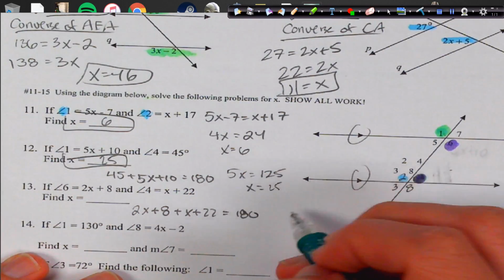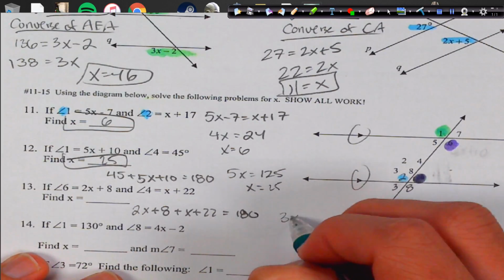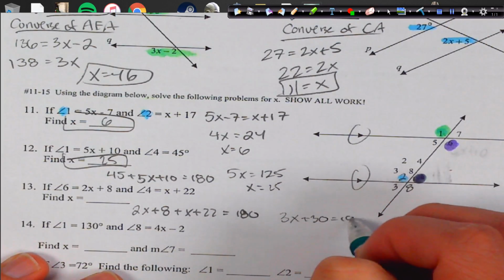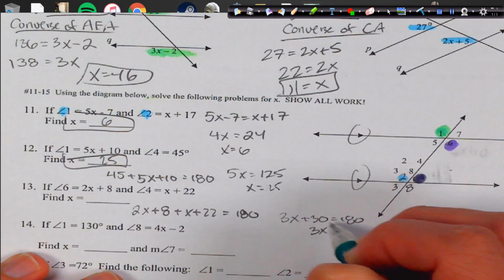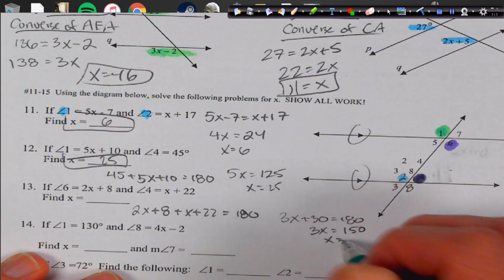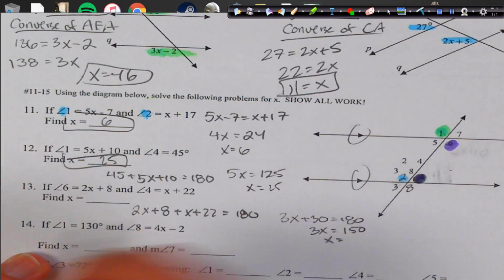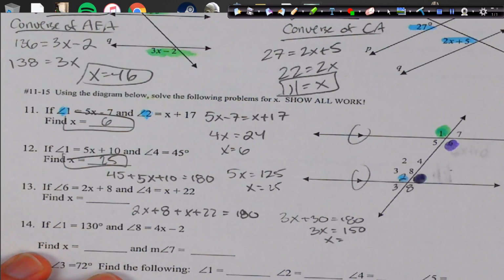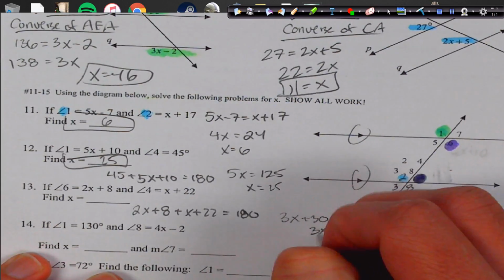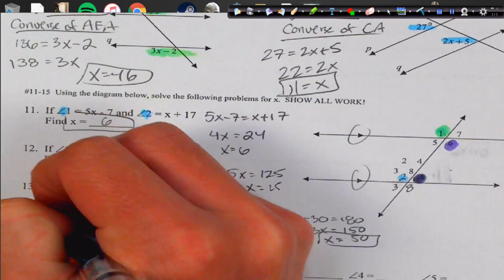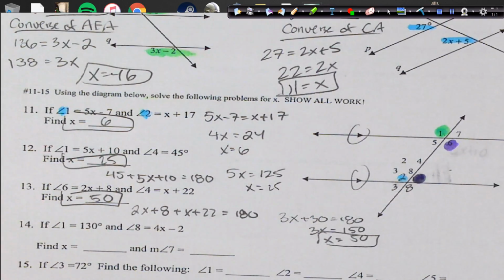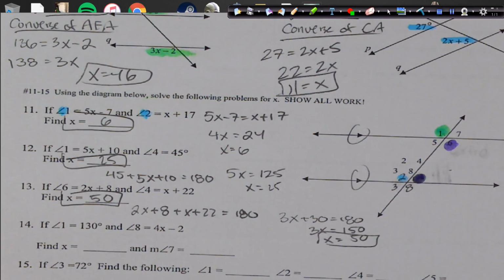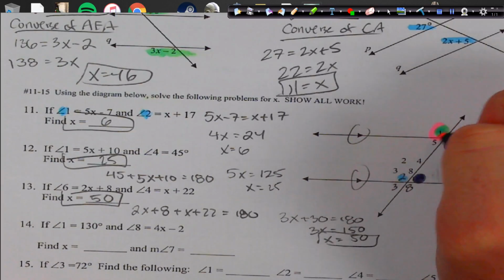That's going to add together to give me 3x plus 30. Subtract the 30 and I get 150, and x is going to equal, I believe, 50, but we'll double check. Make sure we get it right. 50 is the answer. Okay. And 14, 1 and 8. So we're going back to the well.